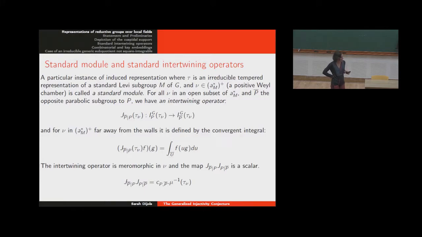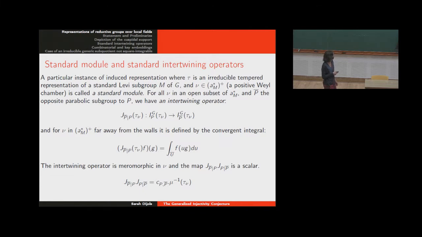So we have this standard module, and now we can define an intertwining map between the induced, so this induced IP tau nu to the opposite parabolic. So this is the induced from the opposite parabolic. So let's say in GLN you have a B, which is a Borel, which is the upper triangular matrices. The opposite parabolic in this context, which is B bar, will just be the lower triangular matrices.